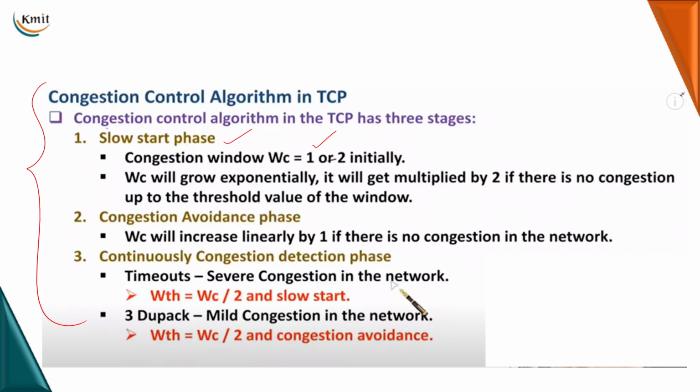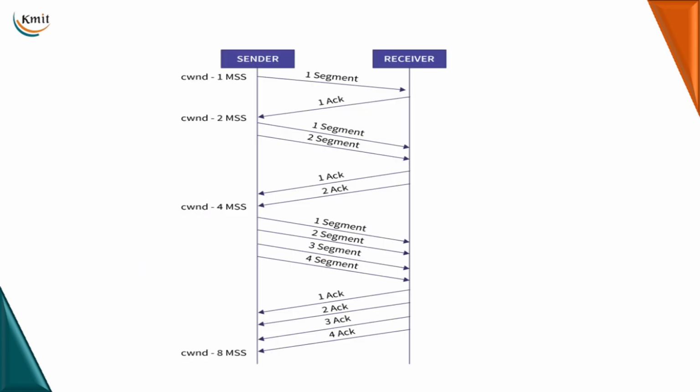The congestion window will grow exponentially, that means it will be multiplied by 2 if there is no congestion. How long will this exponential growth happen? Till we reach a threshold value of the window. Now, let me give you an example of the slow start phase, where you can see that my congestion window size is 1. That means the maximum segment size I can send is 1. Okay, I will start sending 1 segment.